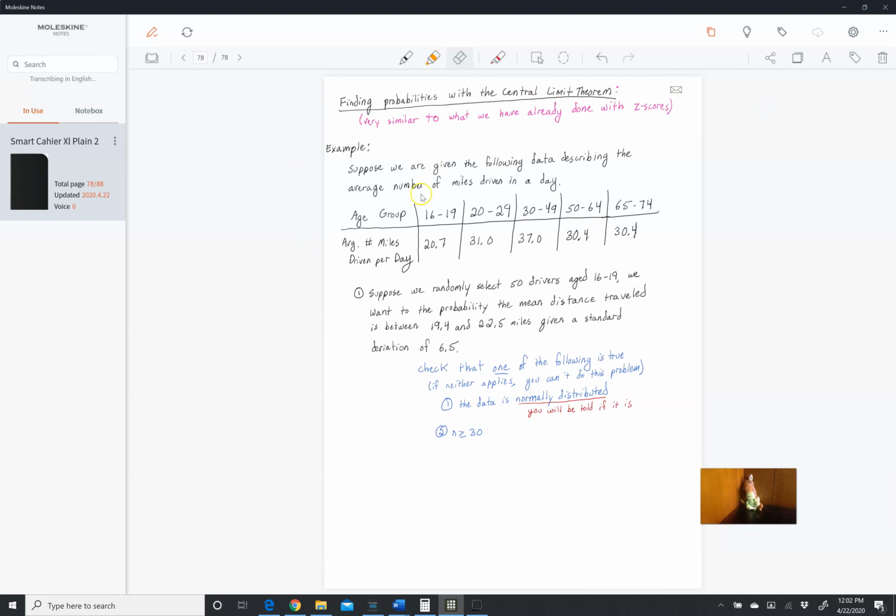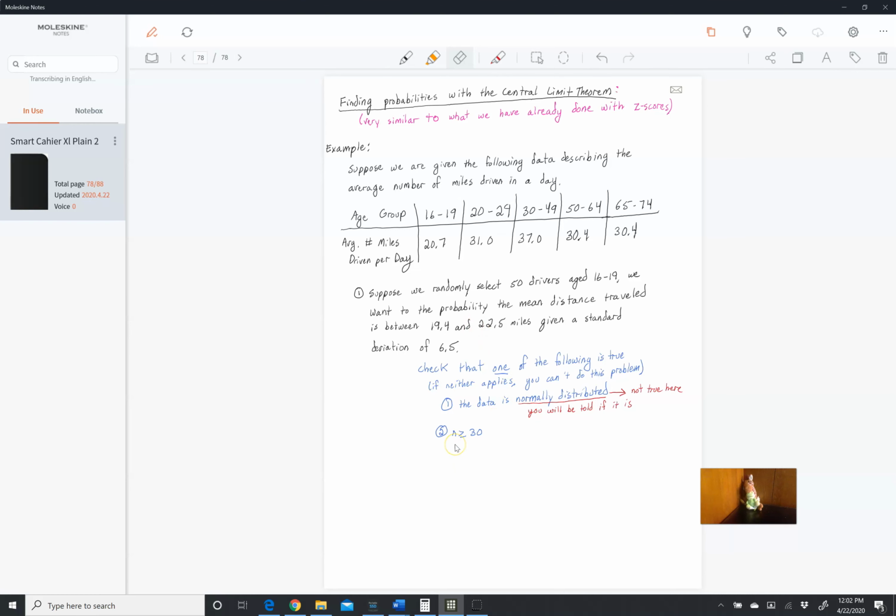So nowhere in here does it say that the data is normally distributed. This is not true for this problem. It doesn't tell us this, so it's not true here. I'm going to take this out because that's going to be confusing. So then we have to go to the second thing. If the second thing isn't true, then we're done.